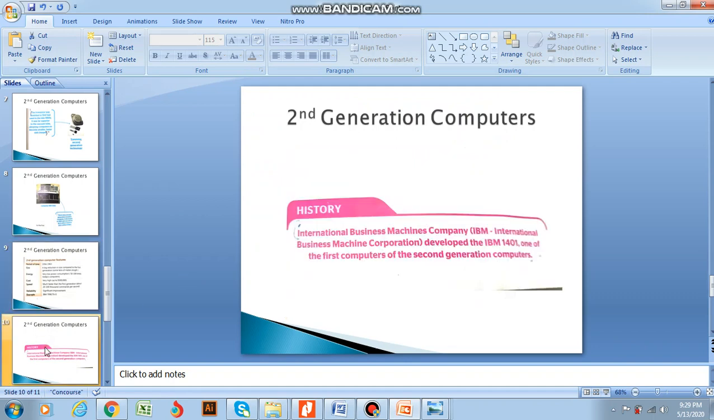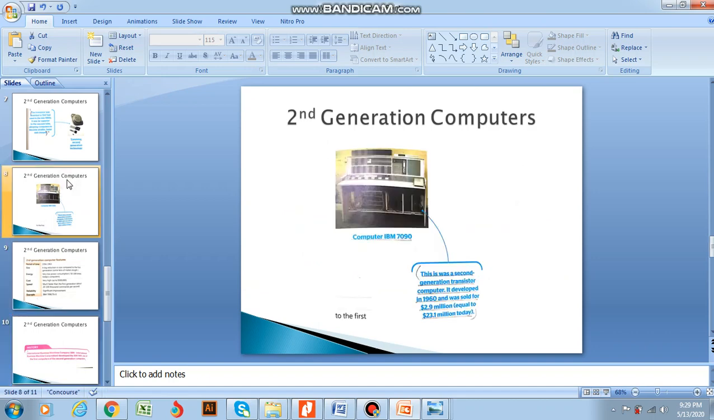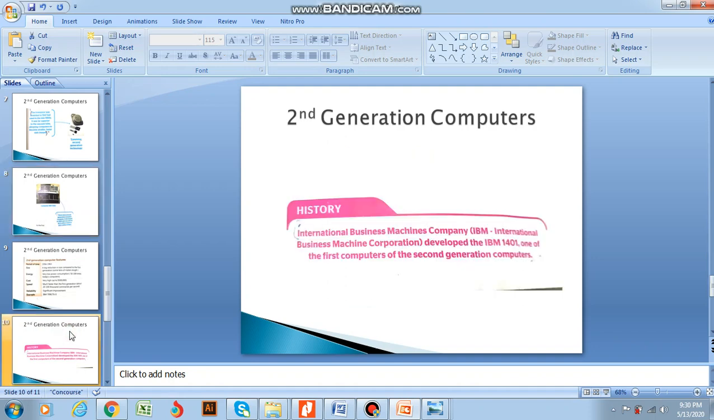And this is something written on page number 11 of your textbook. International Business Machine Corporation, IBM, developed the IBM 1401, one of the first computers of the second generation computers. I've already told you that this is IBM 7090. This is a second generation computer, but actually it's not the first. I'm sorry. The first computer of second generation was IBM 1401, and this was developed by the IBM company.